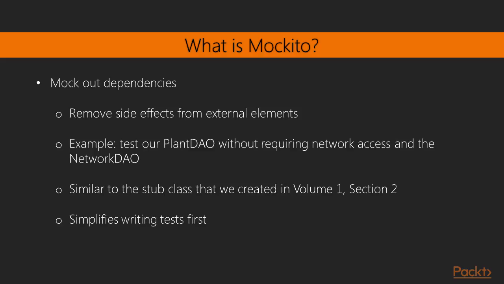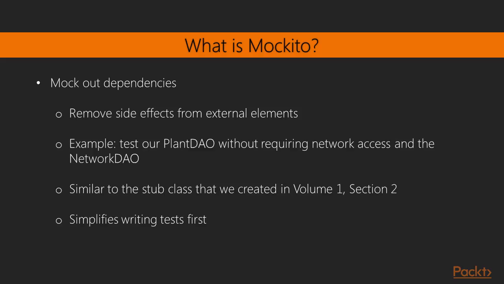This plant DAO has a dependency on a network DAO, which is actually going to call across a network and get a set of JSON data from a web service. But really, we want to take that dependency away. We don't want to have to worry about all the intricacies of a network DAO when we're testing our plant DAO. And why is that? Because we've written an entirely separate JUnit test for the network DAO. We'll let that worry about how the network DAO works. When we're testing the plant DAO, we only want to test the plant DAO.